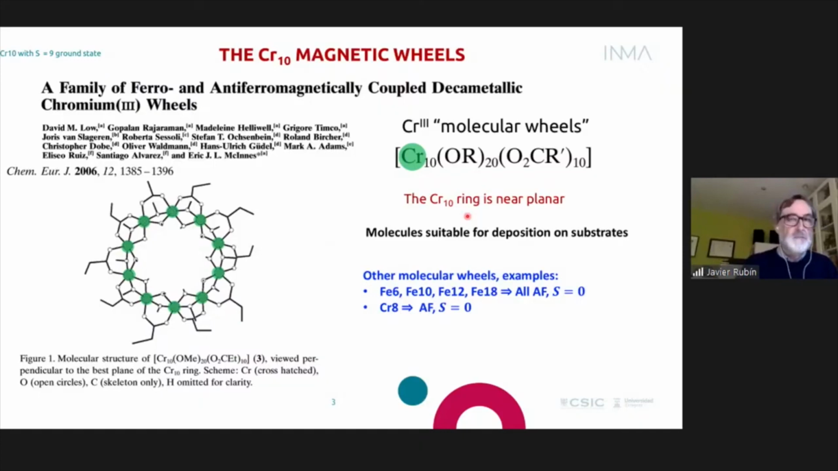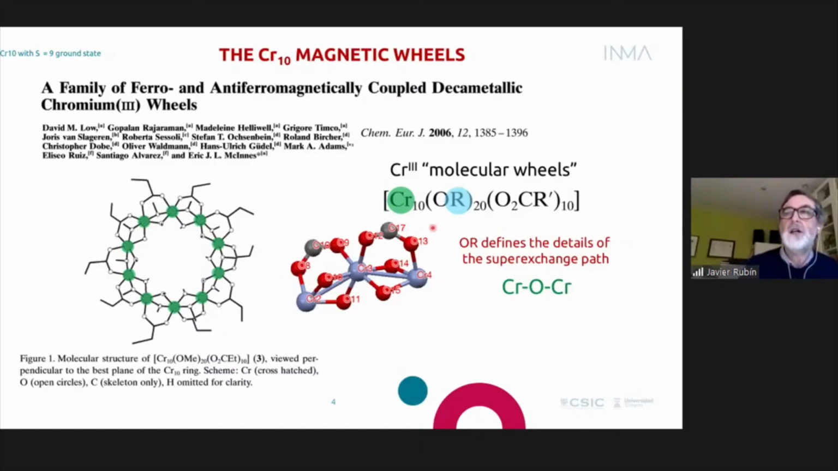And there are types of wheels made of chromium and iron. Here you have some examples, and all these examples here are antiferromagnetic, so the total spin is 0. When just changing the ligands, we change the angles between the neighboring chromium ions, and through these the exchange interactions through two oxygen atoms.